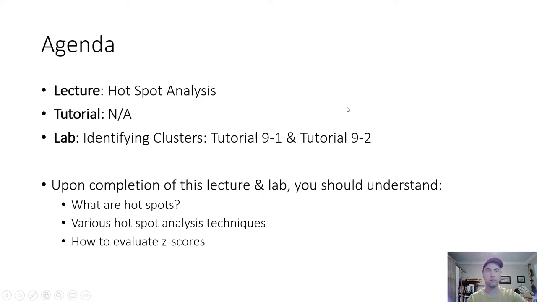Okay, so this week's lecture, hotspot analysis, and actually it's clustering more broadly. Hotspot analysis is the main geoprocessing tool I'm going to be discussing, but it's hotspot analysis and clustering analysis. No tutorial, as I said. Lab is going to be identifying clusters. That's tutorial 9-1 and tutorial 9-2 from the GIS tutorial textbook that I've scanned. You don't need to have that one. Upon completion of this lecture and lab, you should understand what hotspots are, various hotspot analysis techniques, and how to evaluate z-scores.